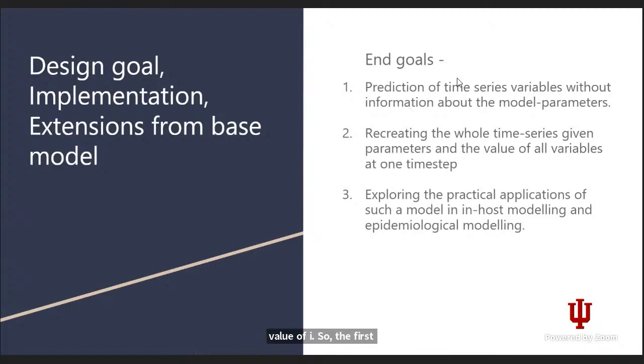So the first point talks about the most useful thing in this project, where you are not giving it any parameters. The model is supposed to create an internal representation of the parameters on its own, and you are only interested in giving it a sequence of those S, I, or R values, and it is supposed to predict whatever comes next. So that was one thing.